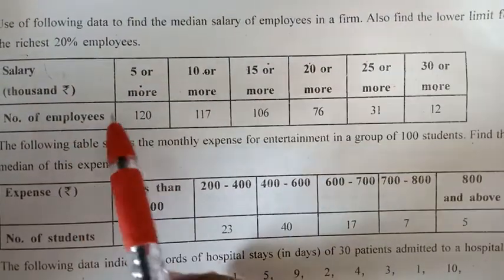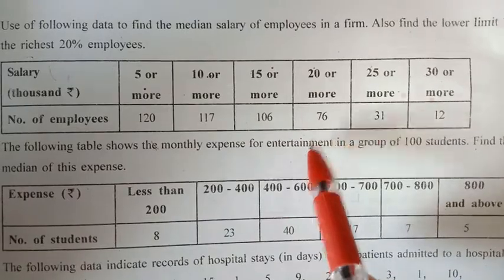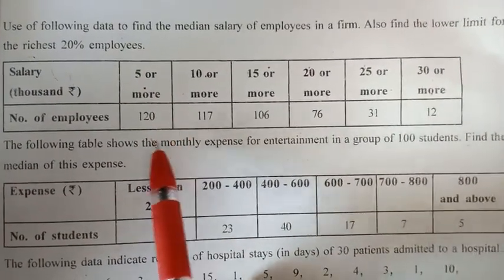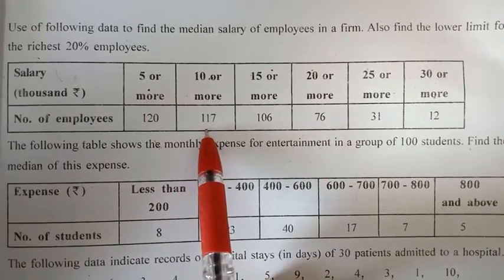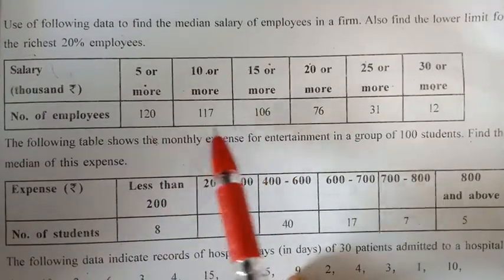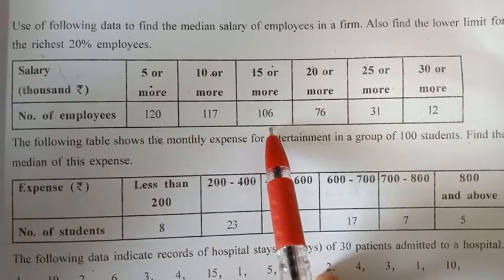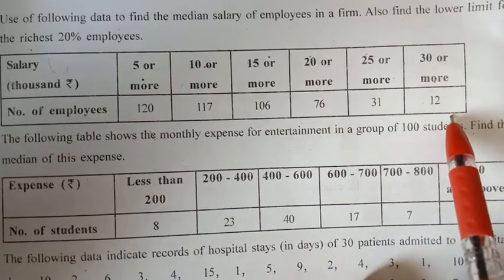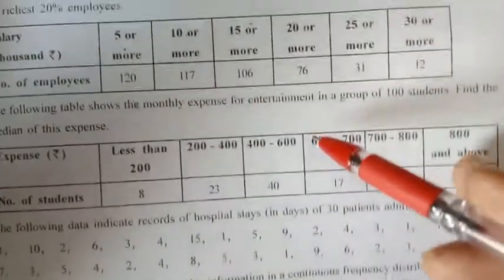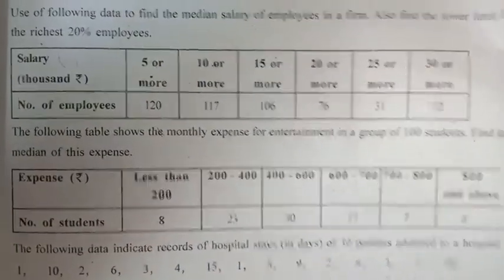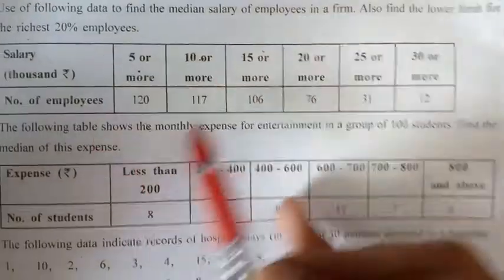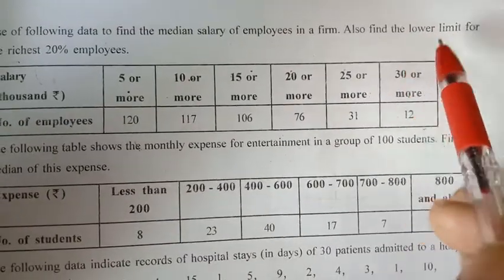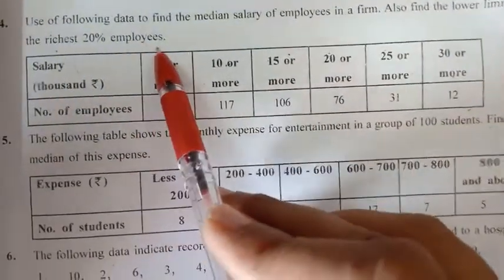Here number of employees, frequency they have given, that also in more than type. So this also we have to convert into original frequency. So how will we convert? 120 minus 117, that will give you 3. Then same way 117 minus 106, that will give you 11. Same way we will find frequency for all the columns, and then again we will find cumulative frequency for normal class, and then we have to find median salary. One more question is asked, that we have to find lower limit for the richest 20% employees.